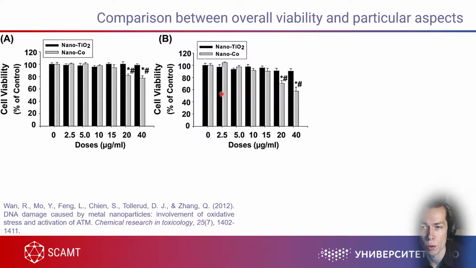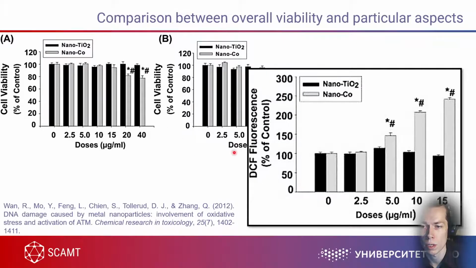This example I already showed you about titanium dioxide and nanocobalt particles, so cobalt nanoparticles. According to different metabolic assays, we will discuss metabolic assays today. So according to metabolic assays, titanium dioxide is completely non-toxic, cobalt particles, well, a bit toxic. But if we stain for DCF fluorescence, so DCF is for reactive oxygen species, as you know already, cobalt particles can drastically increase the amount of reactive oxygen species. So twice here, but not a twice decrease here.